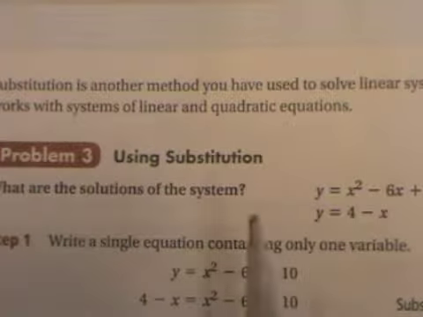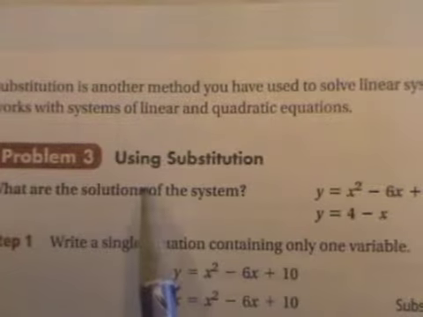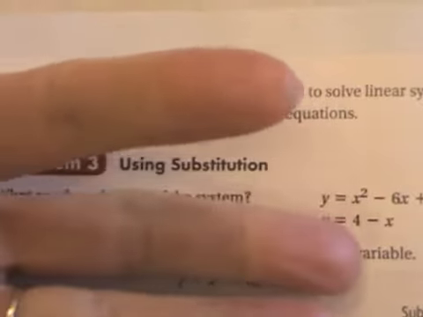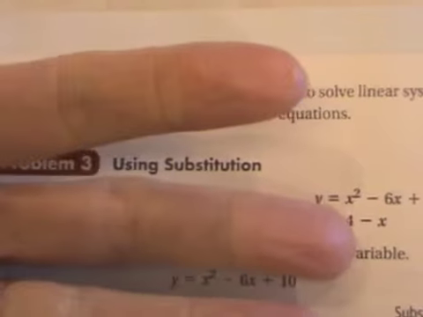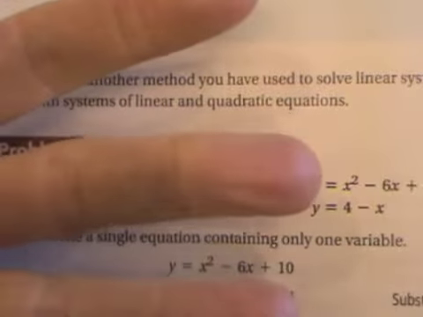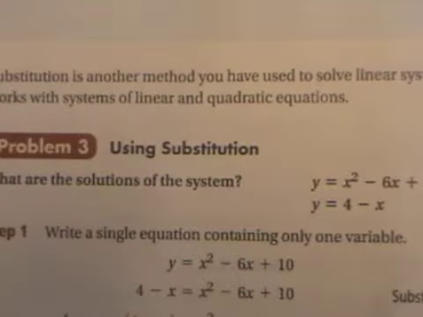Last but not least, you could use substitution. So this is the third way. The camera's too close for this to be really effective. Third way for you to solve these systems. You could graph, which is fun, but not always accurate. You could use elimination, which we just did. You could use substitution, which we're going to do right now.